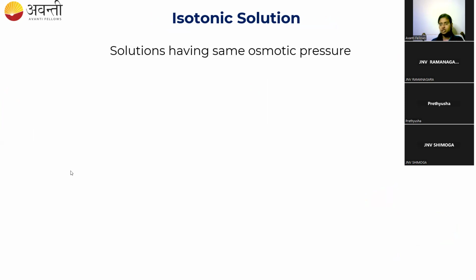Suppose I have two solutions, let me take the first solution as 1 and the second solution as 2. The osmotic pressure of both the solutions is the same. That is, if pi 1 is equal to pi 2, then those solutions are called isotonic solutions. Iso means same, right? And we know that pi is equal to CRT. R and T are constants; only the concentration C will be changing. So pi 1 is equal to C1RT and pi 2 is equal to C2RT.